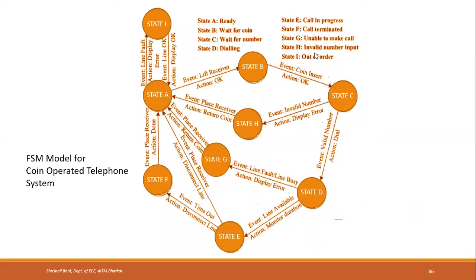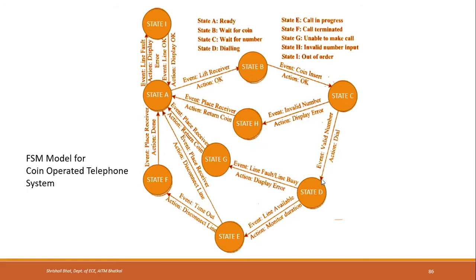But if the entered number is invalid, then it will display an error. It will go to state H, that is invalid number input. That means the number entered is invalid, and that particular error will be displayed in state H. If the number is invalid, you have to place the receiver back on the telephone. Then you will get the 1 rupee coin back, and it will again go back to the ready state.